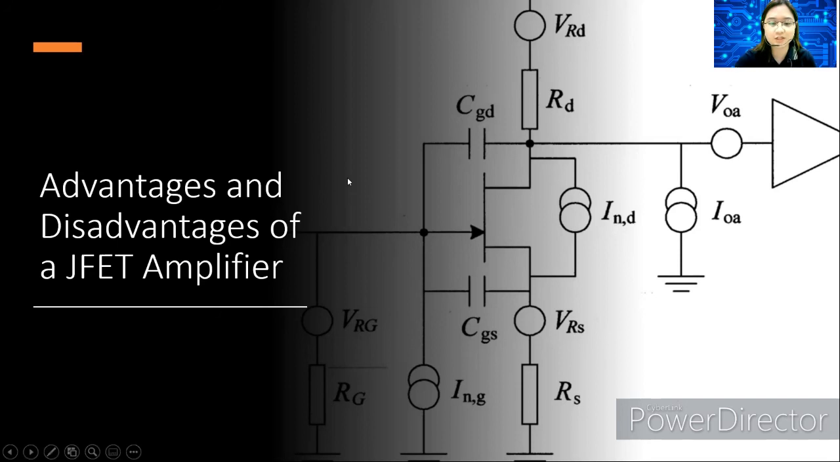For the disadvantages, the main disadvantage of the junction field effect transistor, or JFET, is the relatively low gain bandwidth product. The performance of JFET goes down as frequency increases due to feedback by the internal capacitance.